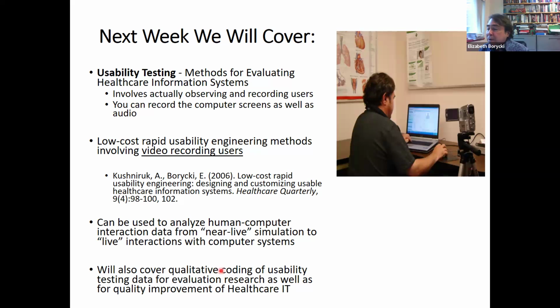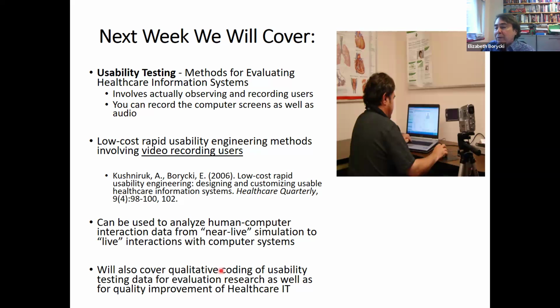So I'll talk about that in detail next week, but I thought a simple thing to try before then, which will make next week hopefully very understandable, is just try recording yourself doing a task with any type of application.